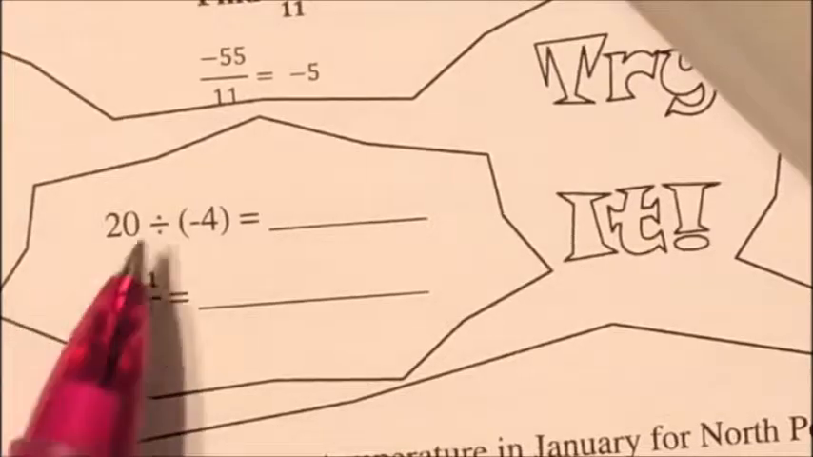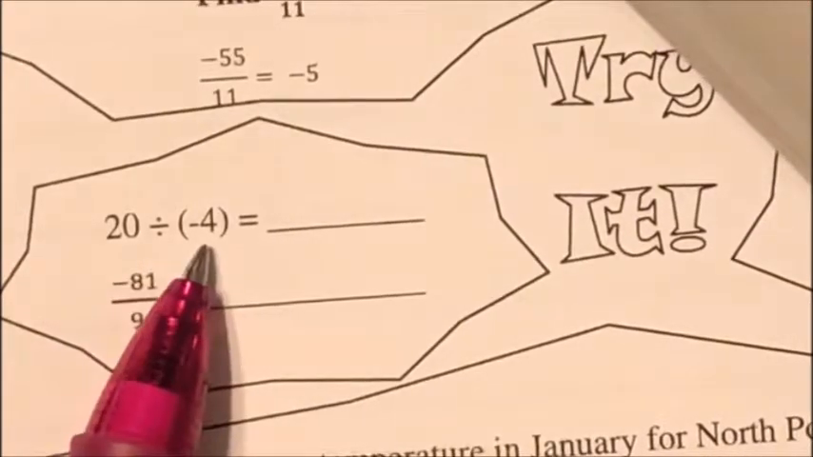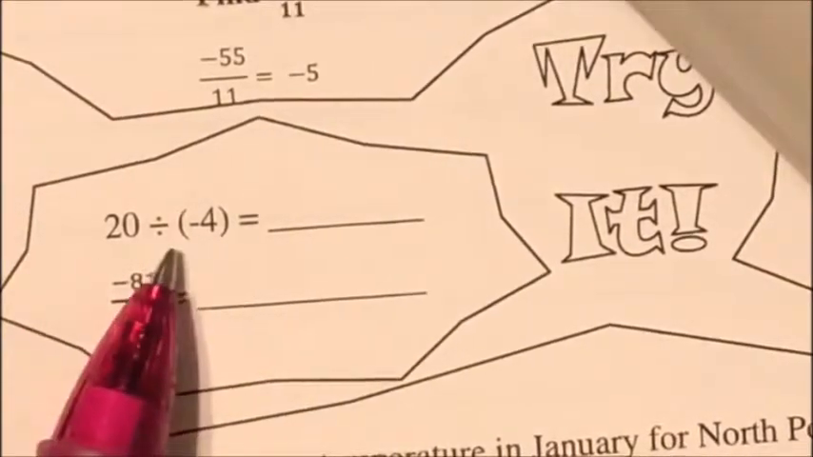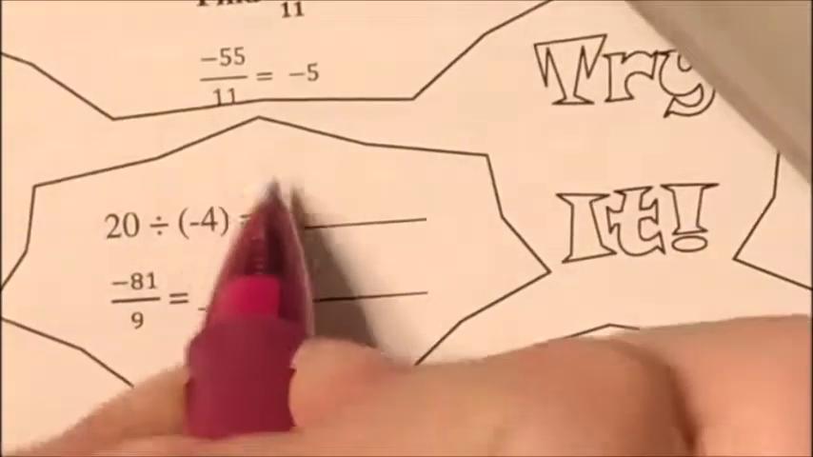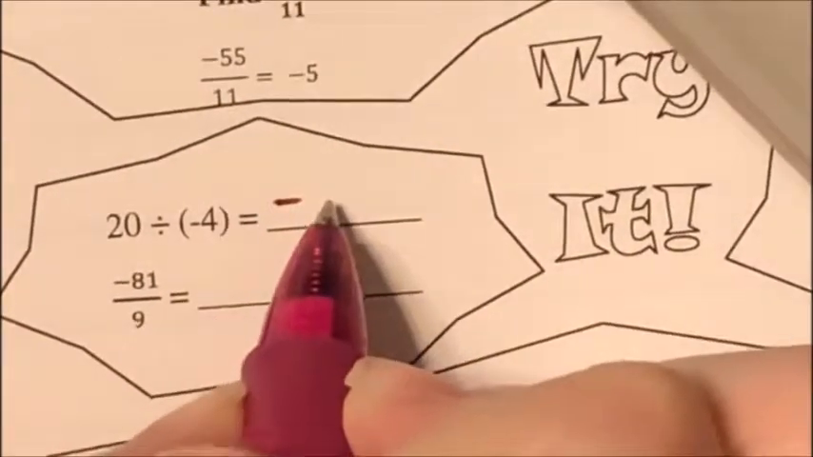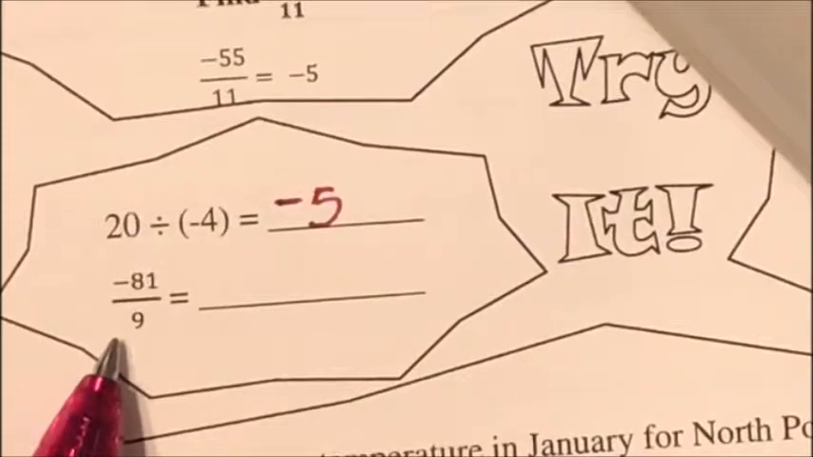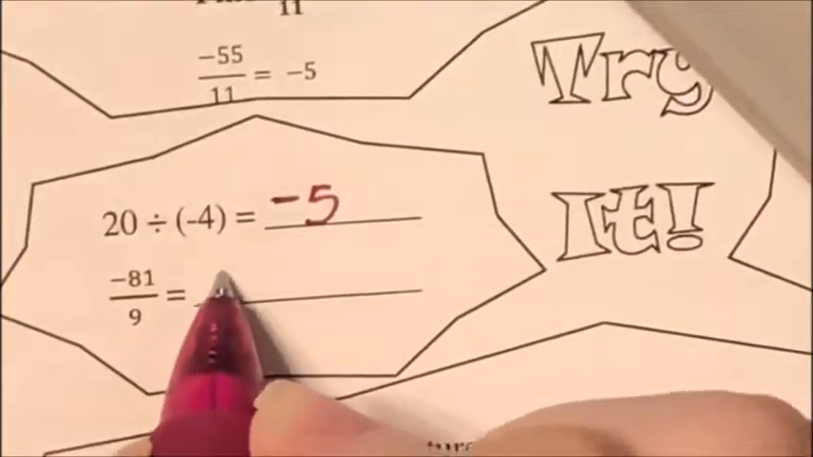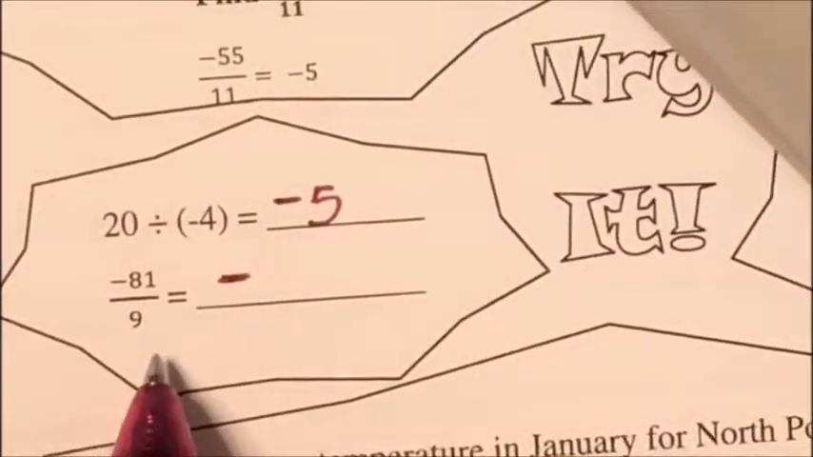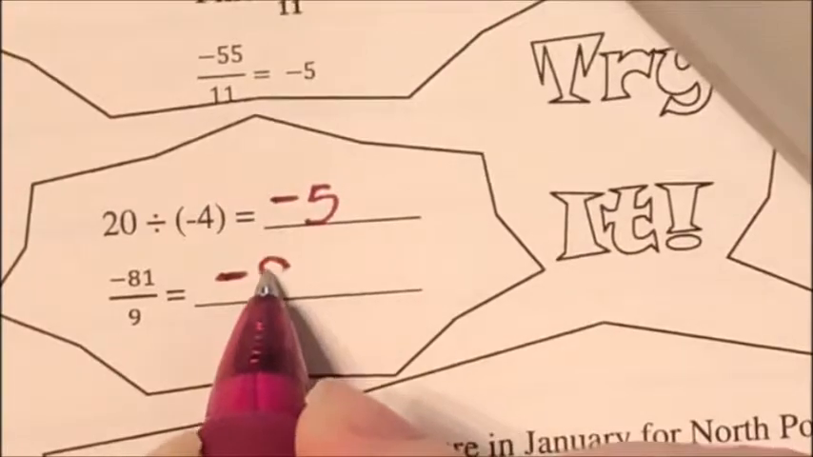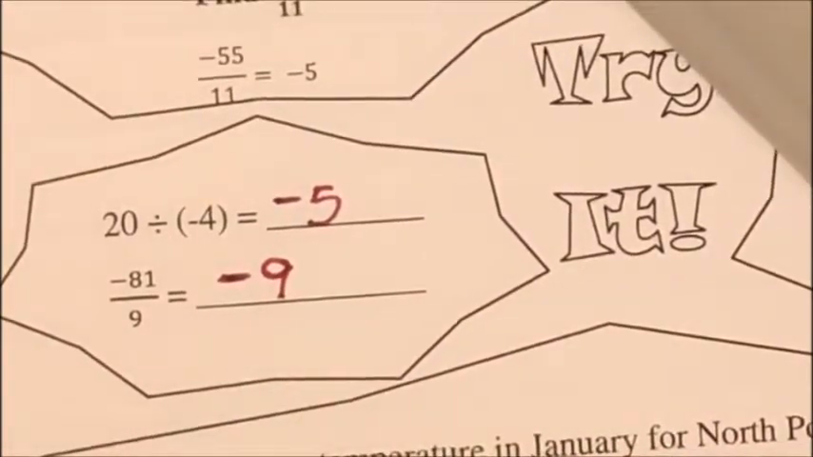The first one I have here is 20 divided by negative 4. They're different signs, so my answer is going to be negative, and 20 divided by 4 gives me 5, so I get negative 5. Negative 81 divided by 9, again, the signs are different, so my answer will be negative. 81 divided by 9 is 9. So negative 9.